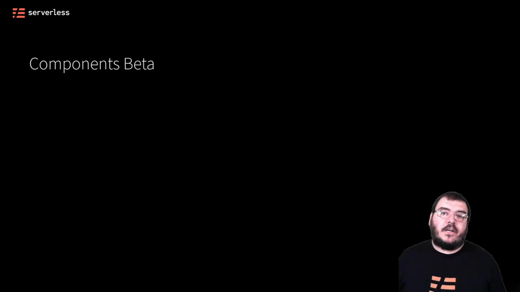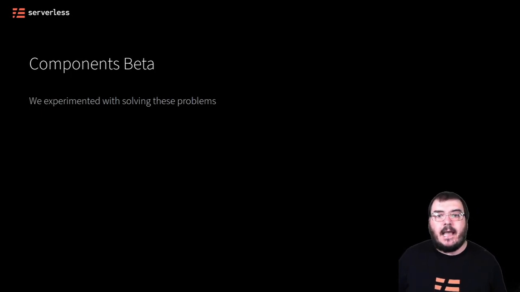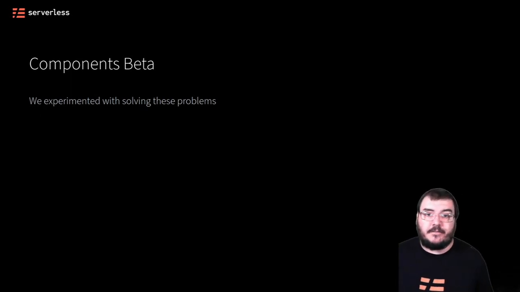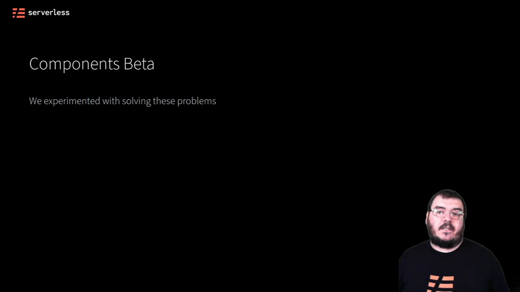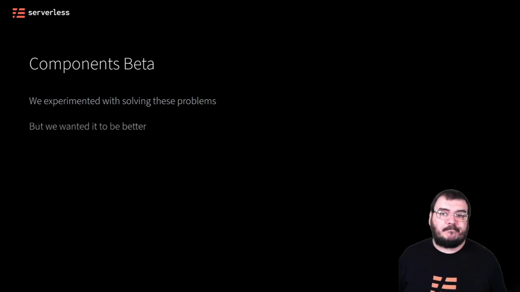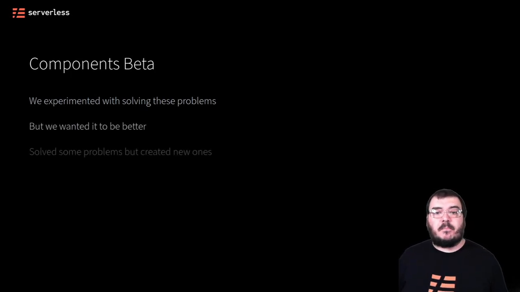So we decided to try to find a solution to a lot of these problems, but in a different way. So we experimented. Our components beta was released in about the middle of last year as a way to get it out to developers and get some feedback, and the response we had was pretty positive. However, it wasn't where we wanted it to be, and we wanted it to be better. We had solved some of the problems I talked about earlier and improved on other things, but also added a couple of new ones to worry about.